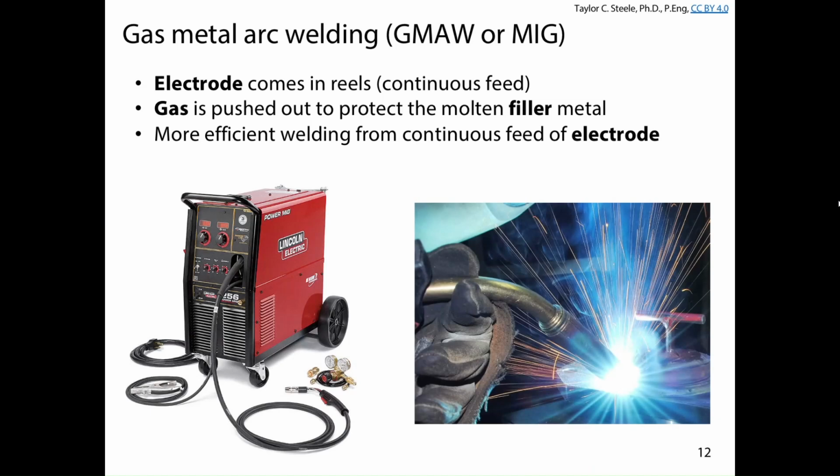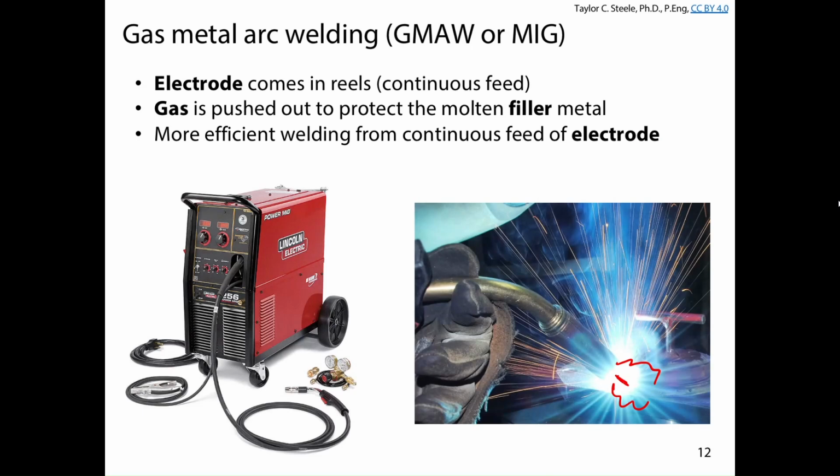And one of the other things that they like about it is that there's a gas that gets pushed out. So in addition to the wire coming out here, there's also a gas. And it's an inert gas that basically pushes oxygen away from the molten metal and stops it from oxidizing.